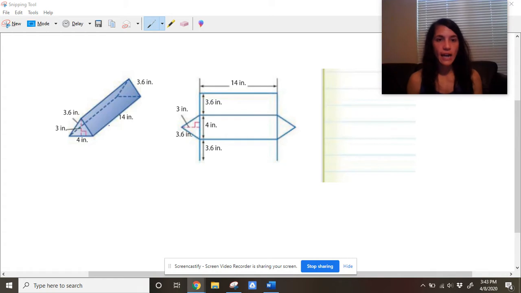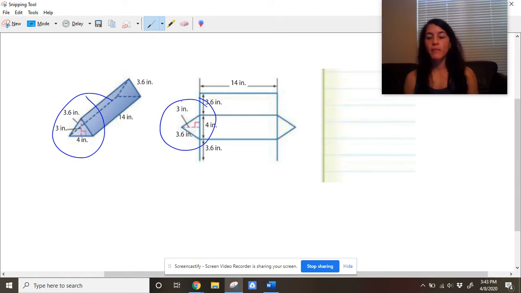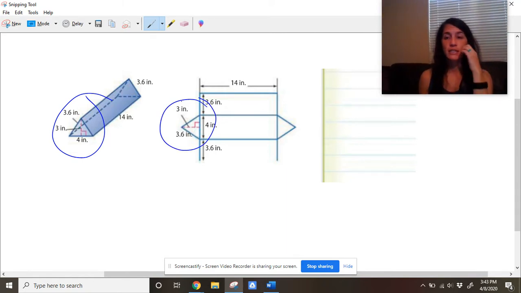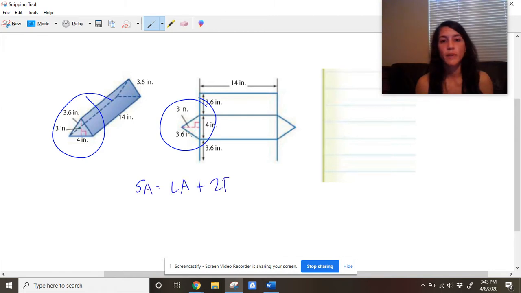I really like how it showed you. So this is the base, and here it is again. I'm going to work through this to show you how to use the formula now that you can see both the figure and the net. I want you to do this at the bottom where you have it, or on the side where you have your lines. The surface area is the lateral area plus 2 bases. The lateral area is Ph.